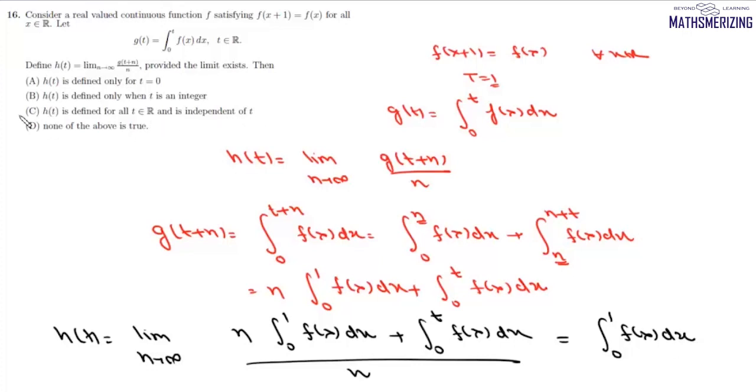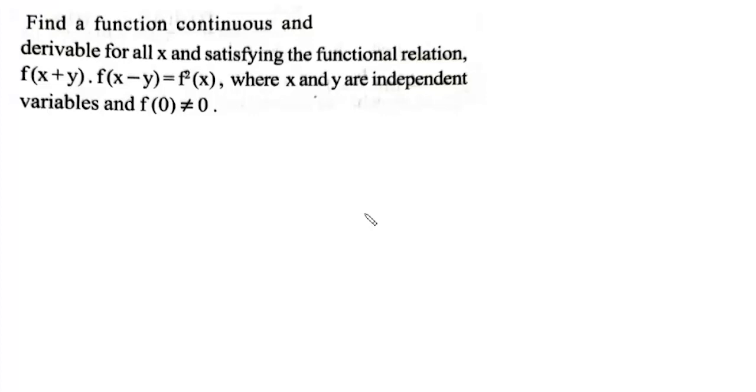So this h(t) is defined for all t belongs to R and it is independent of t, and that's option C. Now here the question is, find a function continuous and differentiable for all x and satisfying this functional relation f(x + y) into f(x - y) is equal to f square x, and it is given that f(0) is unequal to 0.